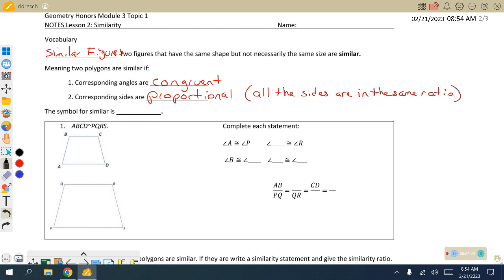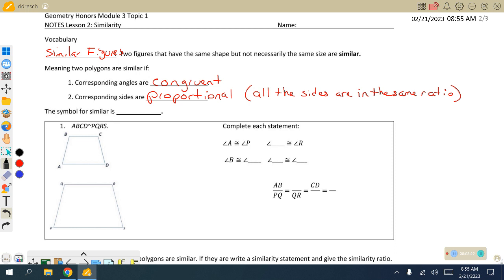So in order to say that figures are similar, these two things have to be happening: the corresponding angles are congruent and the corresponding sides are proportional. If these two things are met, then we have ourselves similar figures. That's what today is going to be about: showing that we have similar figures. So today we're doing a little bit of proving. If one of these things fails, then we don't have similar figures and we just move on.